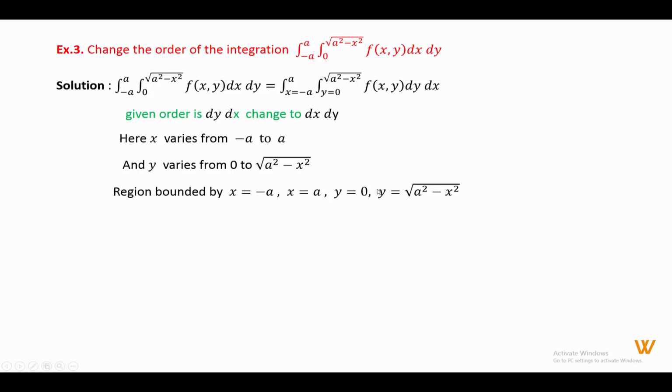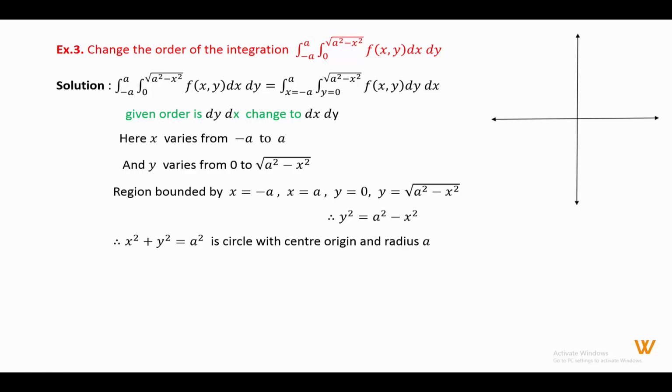In the last equation, squaring both sides, we get y square equal to a square minus x square. Write minus x square on the left hand side, so we get x square plus y square equal to a square. This is the equation of a circle in standard form, means center origin and radius is a. This is a circle with center origin, radius a. So for that, draw the diagram.